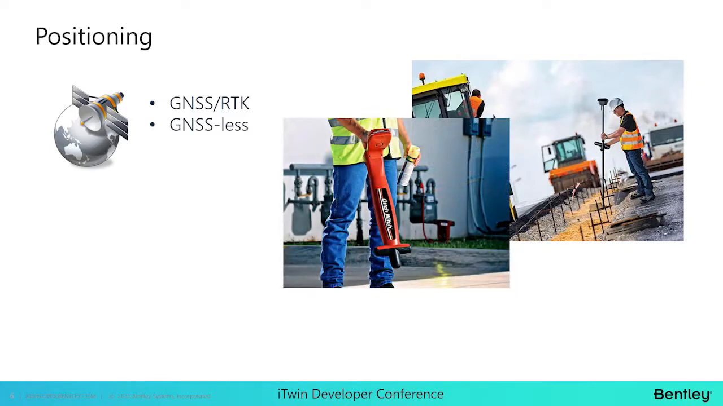Second option is GNSS-less. What it means is that you need to find a good way of placing the model relative to the user with high accuracy without the support of any external devices. The main reason for that is most users out in the field do not want to carry or don't have access to expensive equipment or bulky equipment, and therefore you need to find a way of positioning the model relative to them so that they can use it with high accuracy without buying any additional hardware.